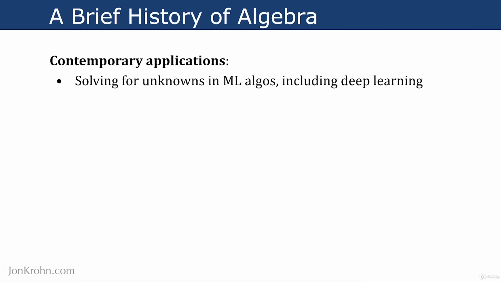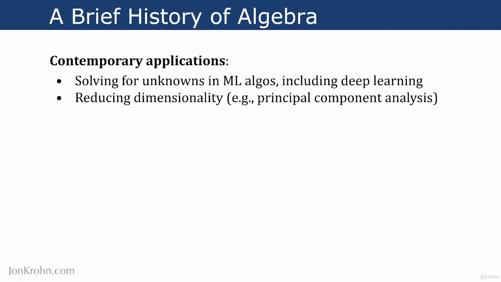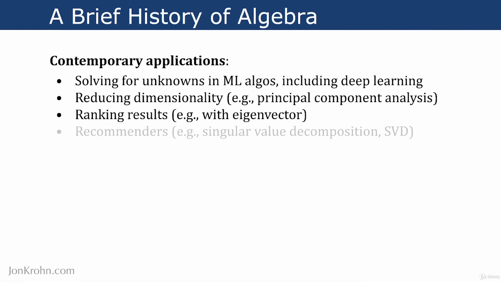So one kind of straightforward application is solving for unknowns in machine learning algorithms, including deep learning algorithms. This is our primary focus across this Machine Learning Foundations program. It's also used for reducing dimensionality. If we have some high dimensional data, we can reduce it down using techniques like principal components analysis. We can rank web pages in order of importance, for example with eigenvectors. We're going to talk about both eigenvectors and principal component analysis in subject 2 of the Machine Learning Foundations series, called Linear Algebra 2.